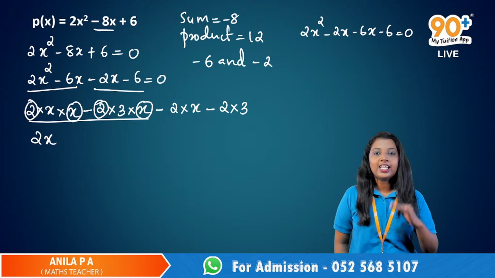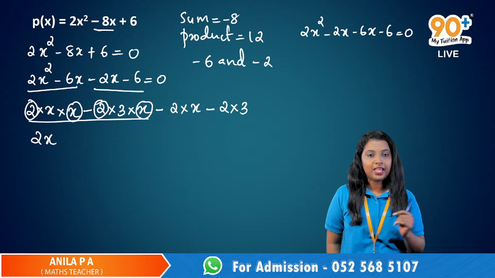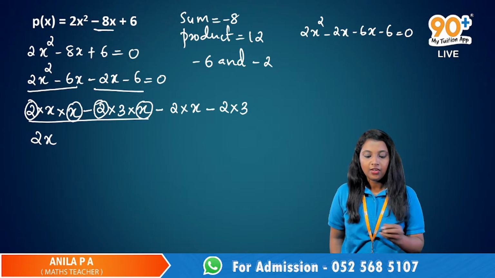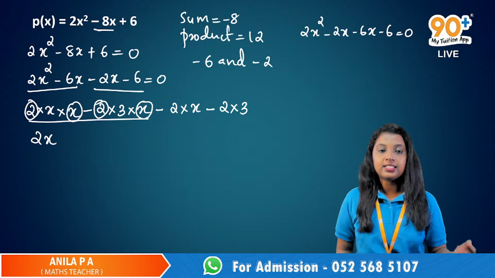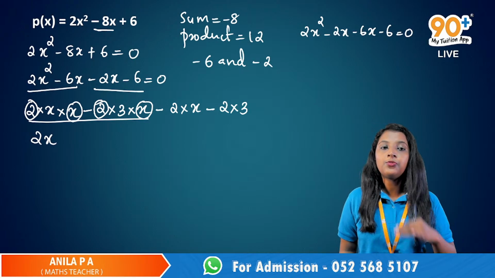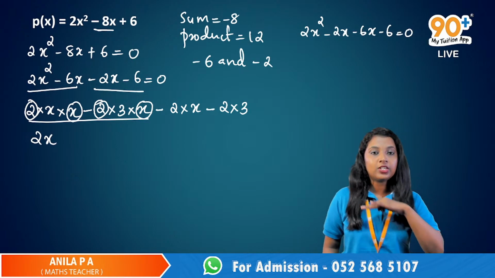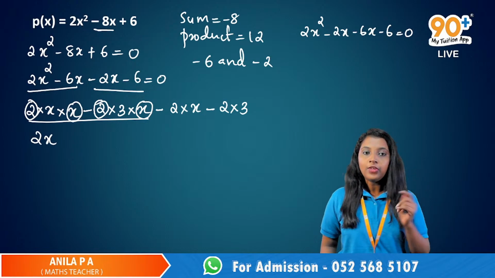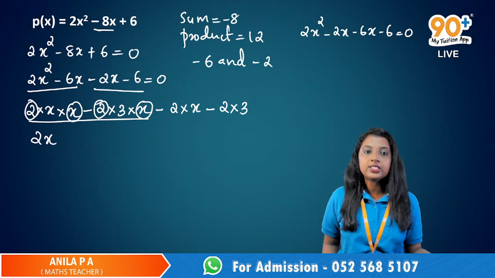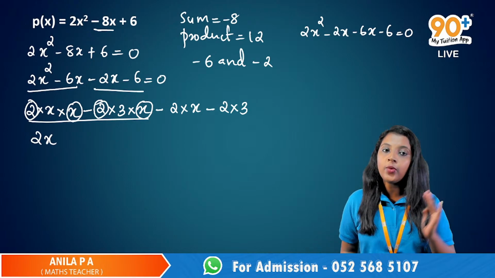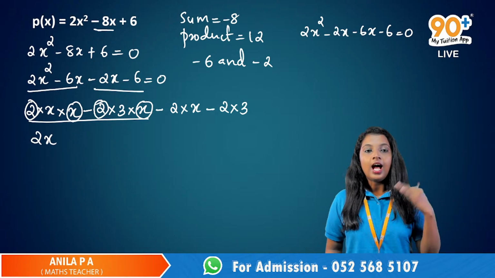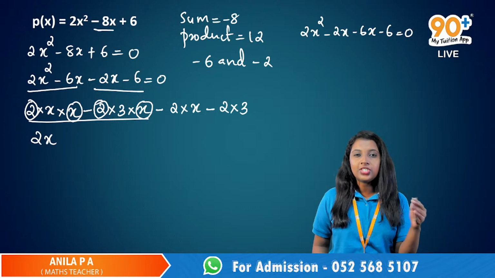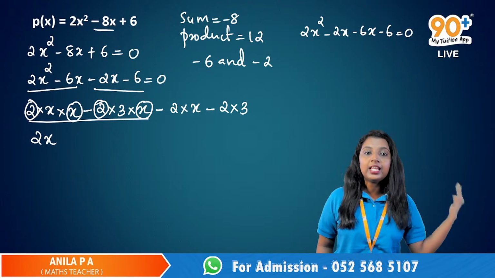Could you explain the step again? Sure. If you are confident enough to find the common factors without actually expanding this, you can just find that. If you can tell me that in 2x square and negative 6x, 2x is common, that's fine. Otherwise, just expand this.